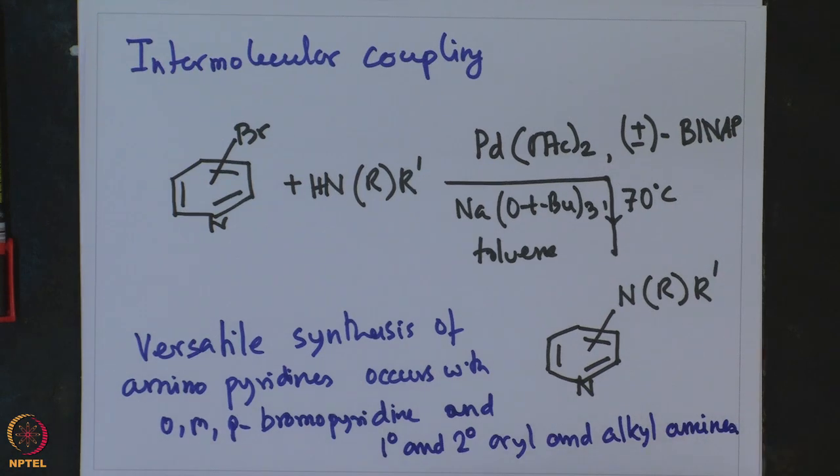So, this is indeed a very versatile reaction which can couple bromopyridine, with the bromine substitution being anywhere in the ring, with amines to give aminopyridine, and these amines can be primary, secondary, aryl, alkyl, any type. So, one can just gauge the depth and the breadth and the scope of this beautiful chemistry that involves intermolecular coupling of bromopyridine with amines to give aminopyridines.